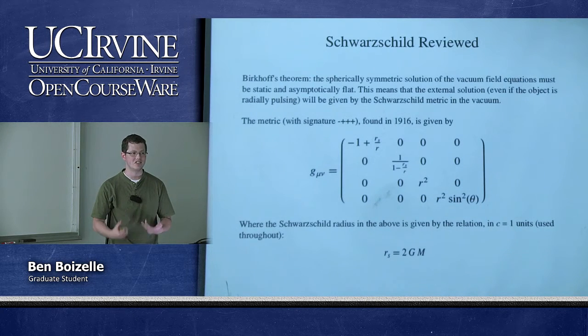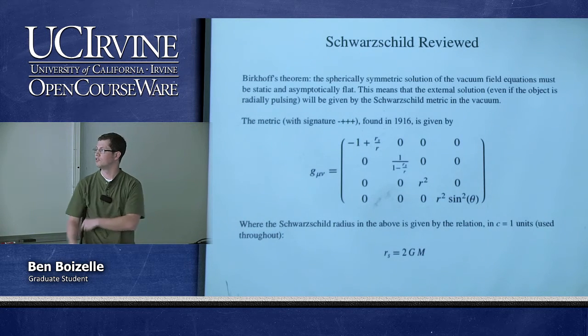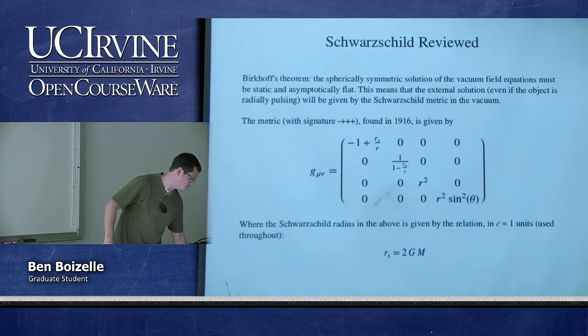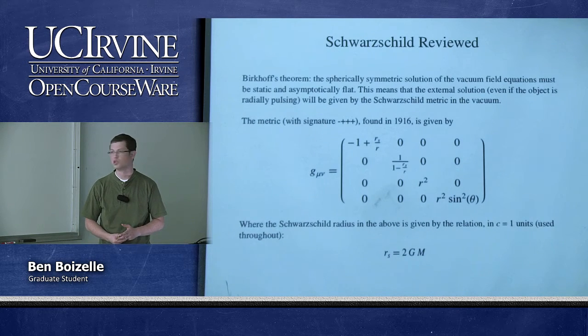This was found in 1916, which was very early on, and it's really quite remarkable how simple it is in comparison to the next analytical model which was found, which was and is the Kerr solution.